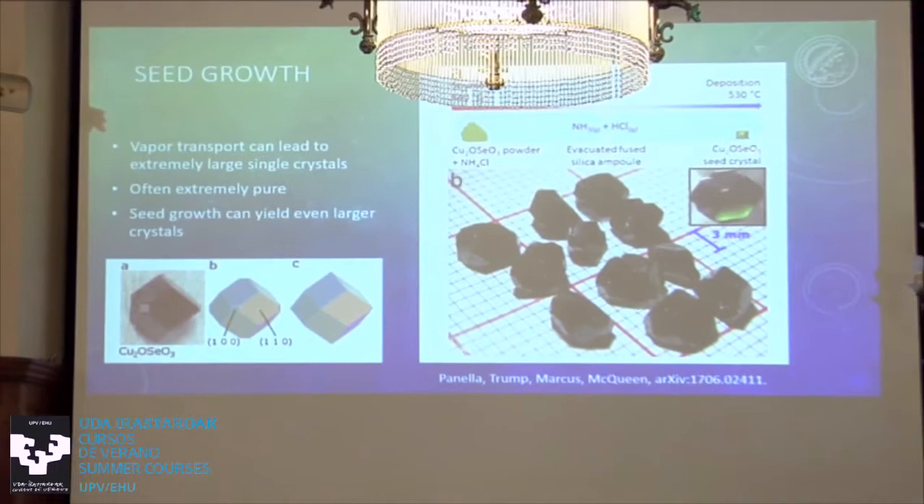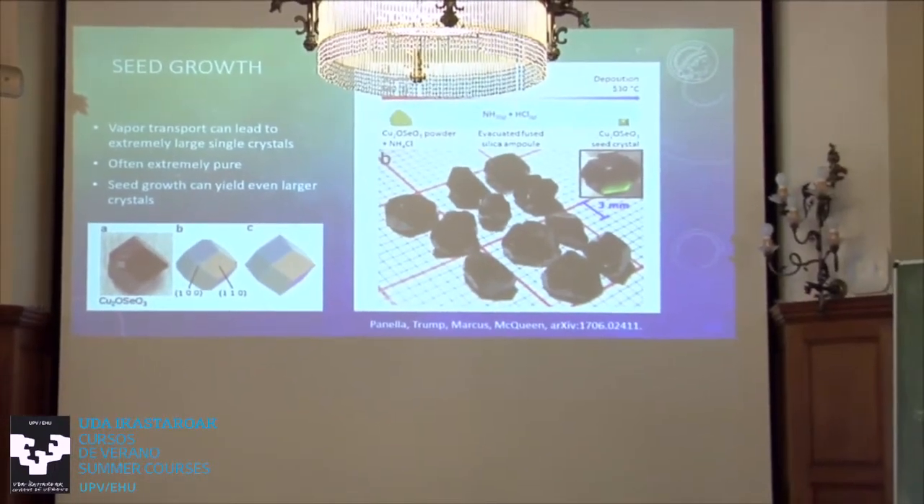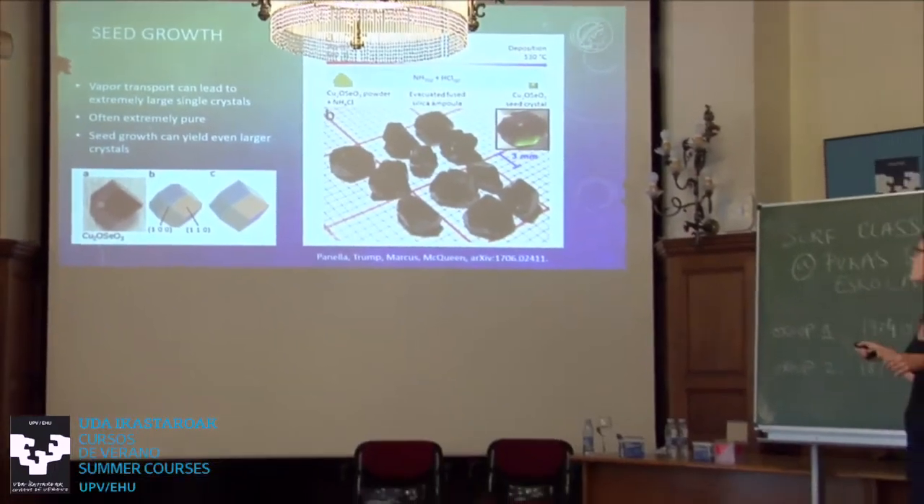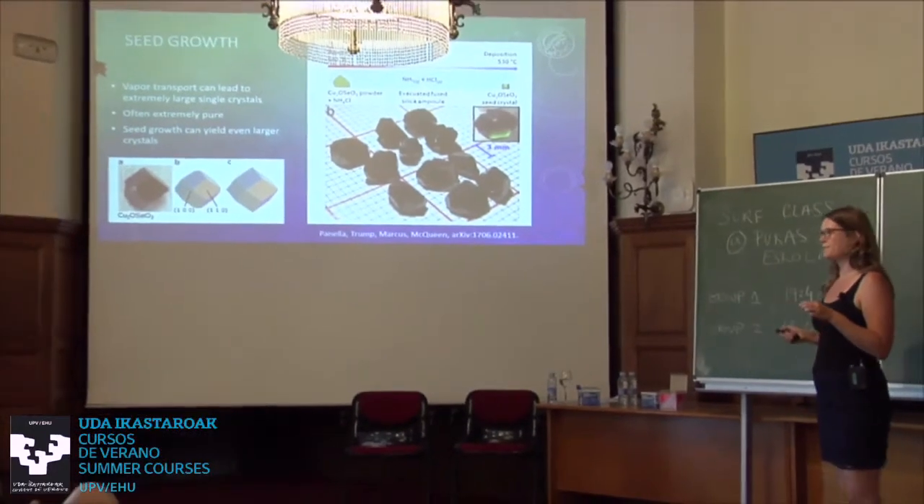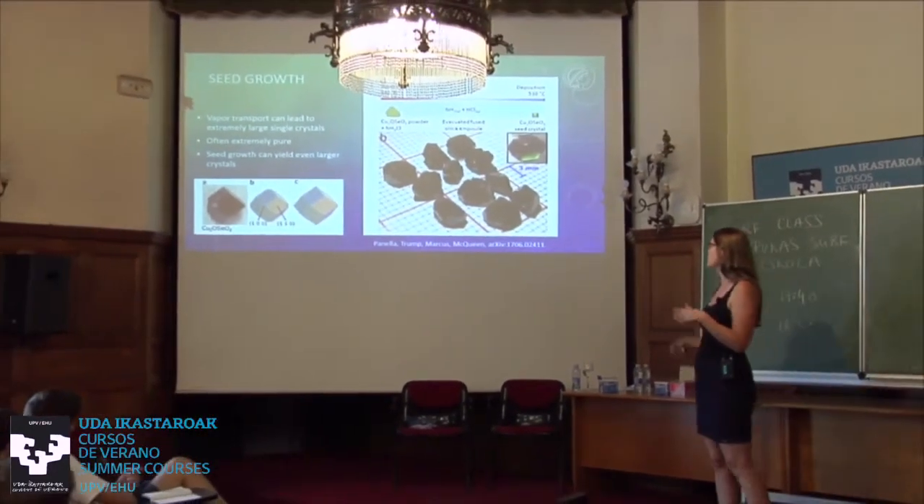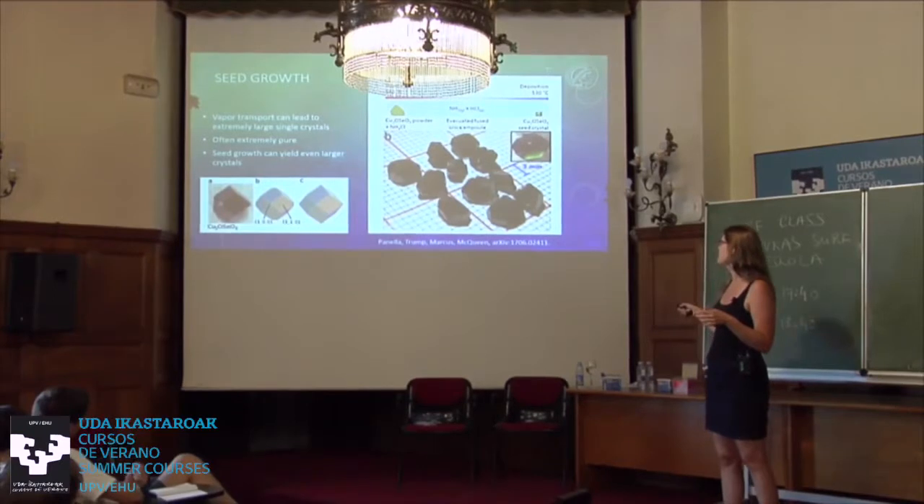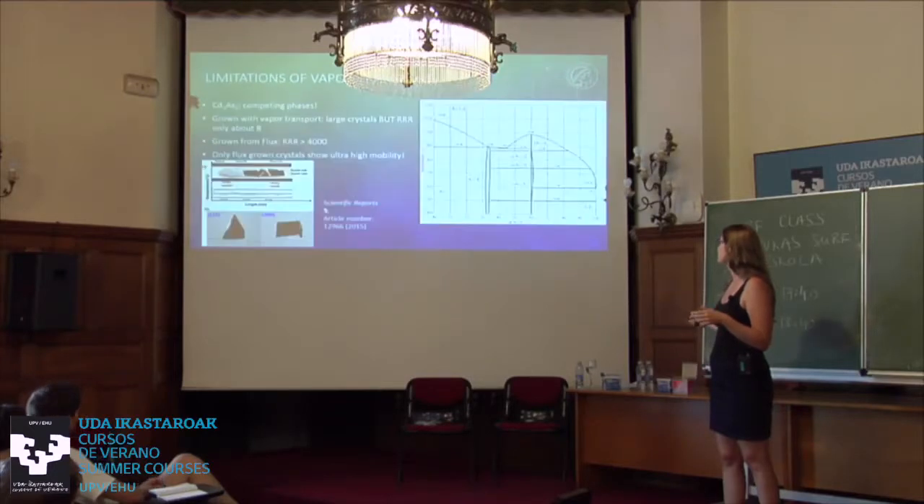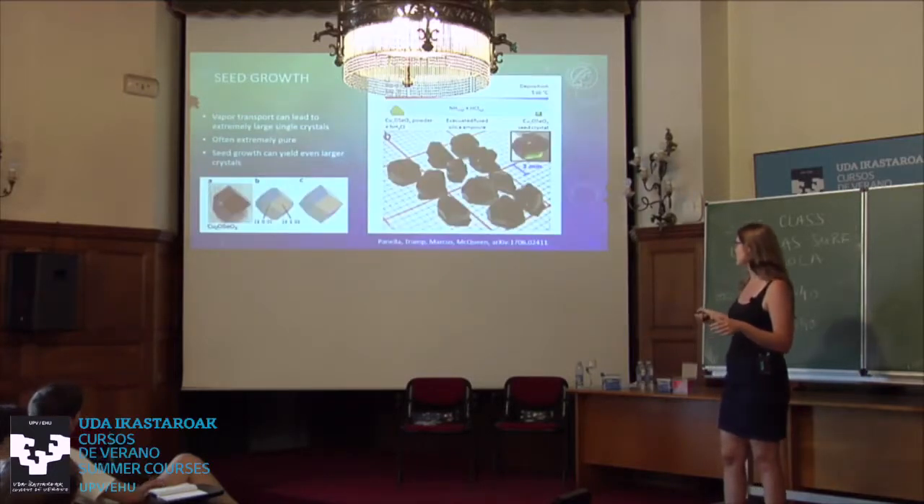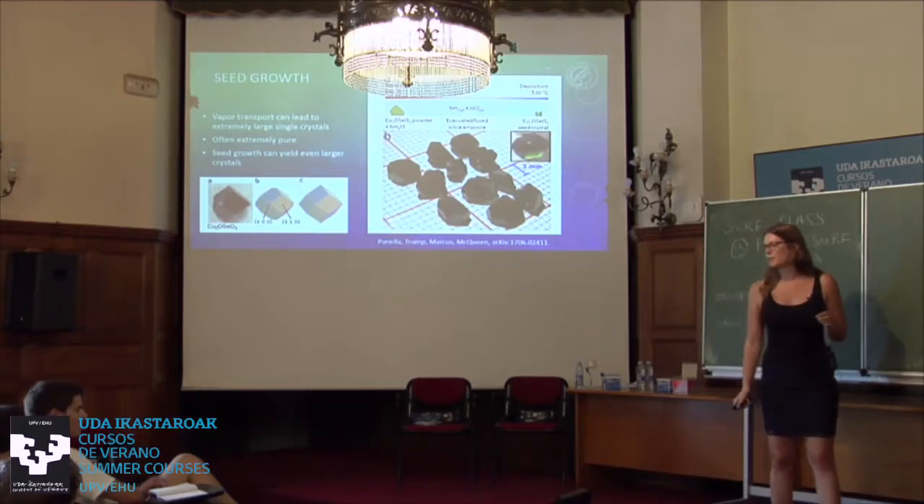But if you put a small crystal you already grew in the first step as a seed there, you can grow one huge crystal around this seed. And so this is called the seed growth method. So this is here an example. They grew this copper oxoselenide with ammonium chloride as a transport agent. They put a seed growth here. And they get really this gem-like single crystals of the compound.